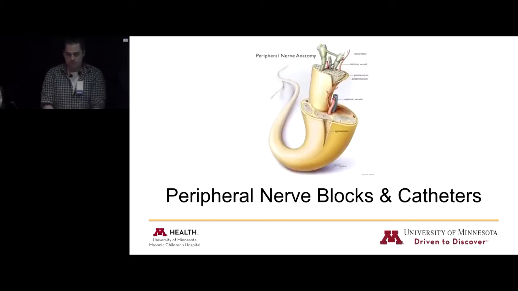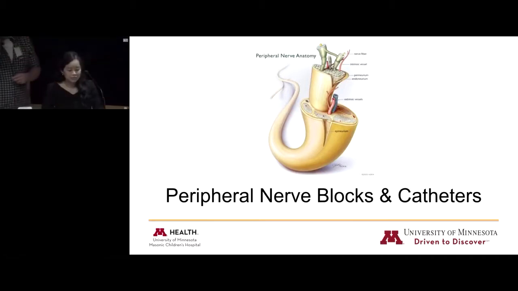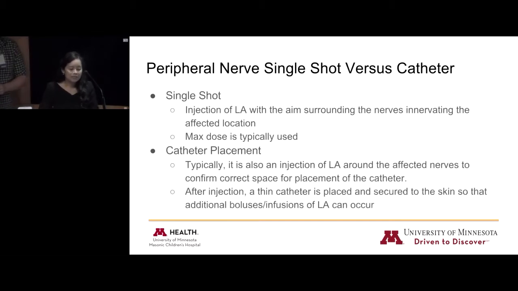Great. So now we'll delve into more what the peripheral nerve blocks and what the catheters entail, and what they are. So you can basically block any nerve, or you can almost put a catheter in any sort of nerve, but I'll just talk about the common ones that we see here. So first off, what is a single shot? We say single shot all the time in the anesthesia world, and then what is the catheter?